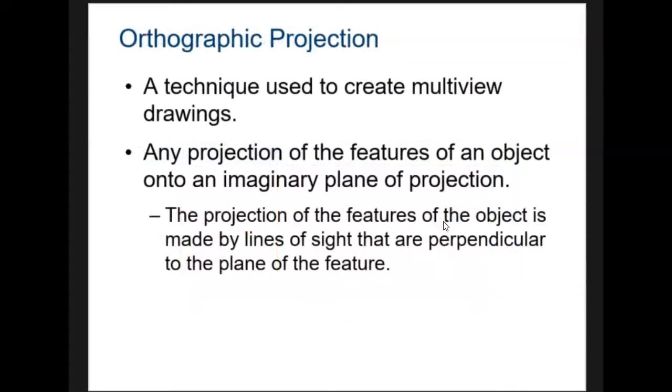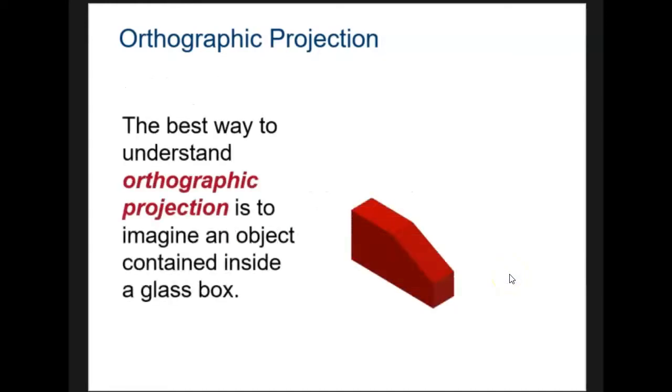This is called orthographic projection. It's a technique used to create multi-view drawings. It's any projection of the features of an object onto an imaginary plane of projection. The projection of the features of the object is made by lines of sight that are perpendicular to the plane of the feature. So let's look at an example.